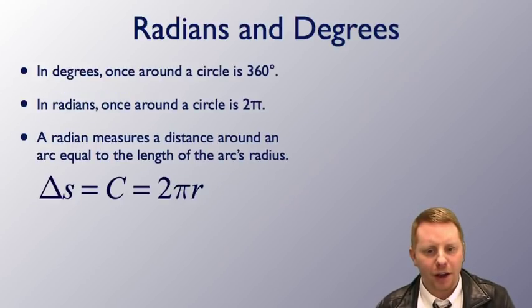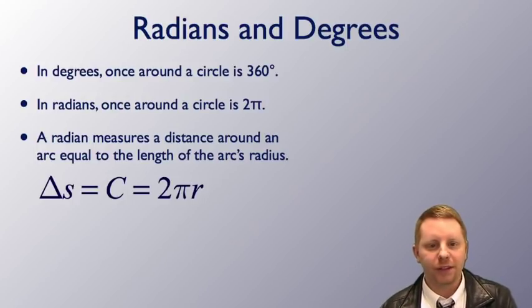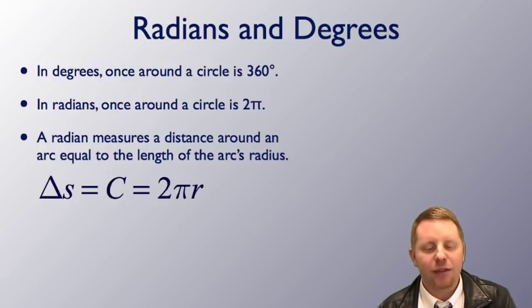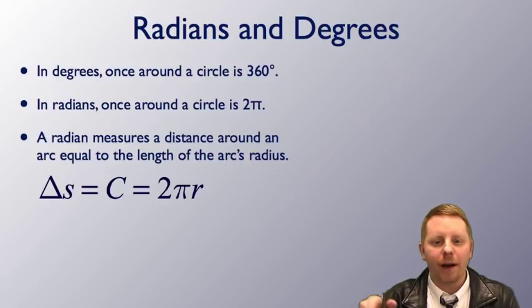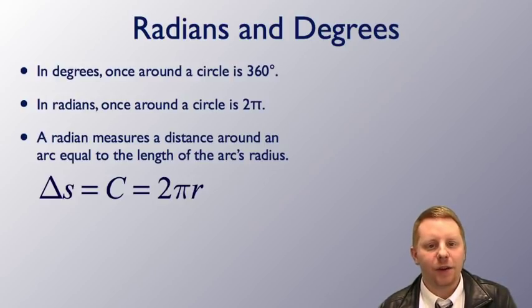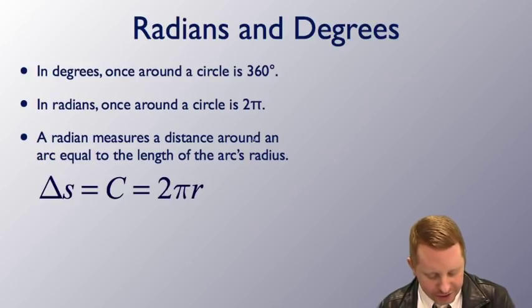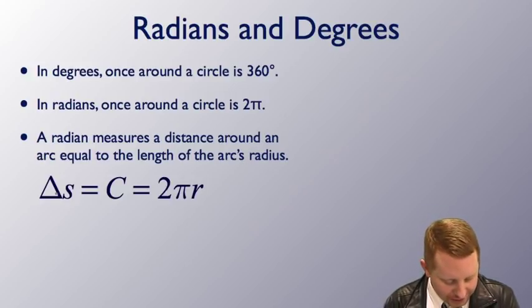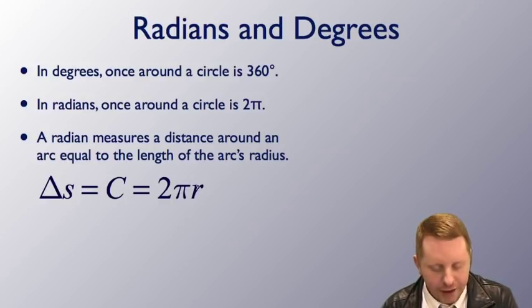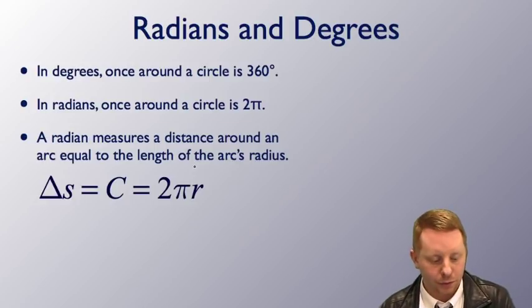So let's start by talking about radians and degrees. In degrees, once around a circle is 360 degrees. In radians, however, a circle is 2 pi. So 2 pi is equivalent to 360 degrees. Now, a radian measures a distance around an arc equal to the length of the arc's radius. So we could say that the distance around an arc, delta S, is the circumference, or 2 pi r, if you're going once around the circle.